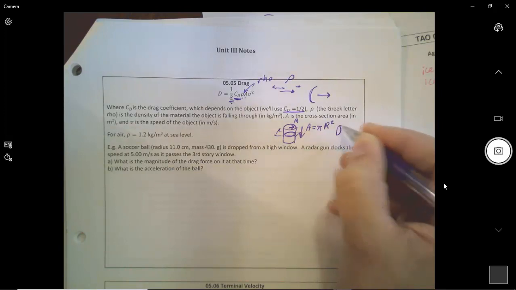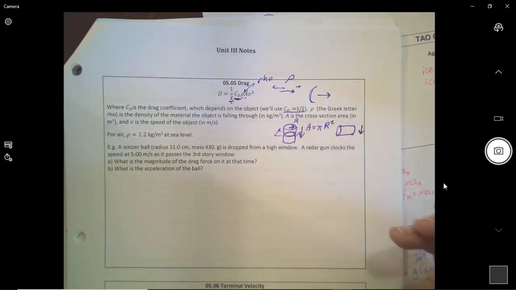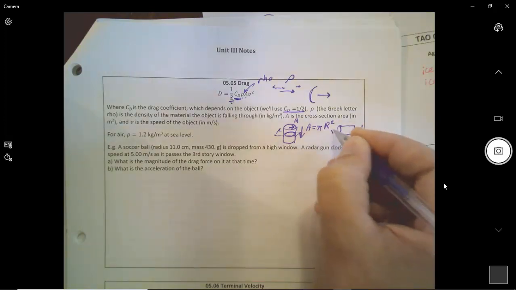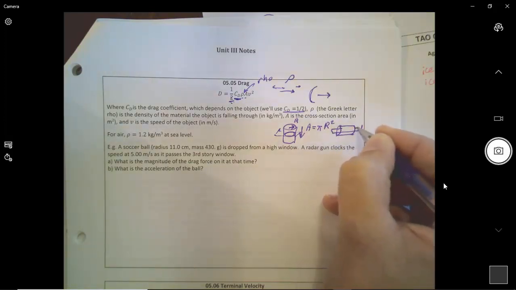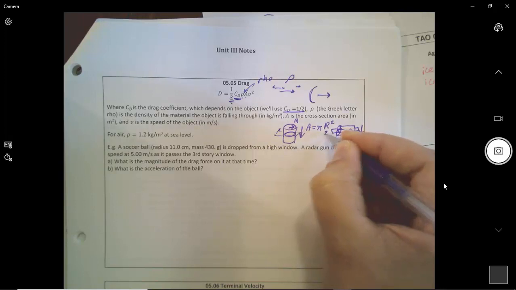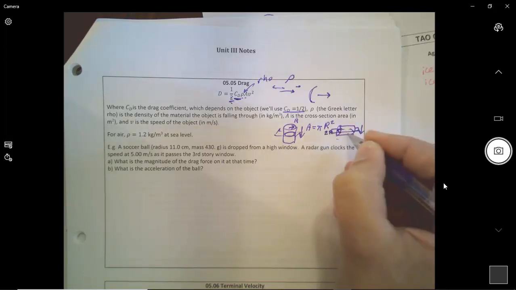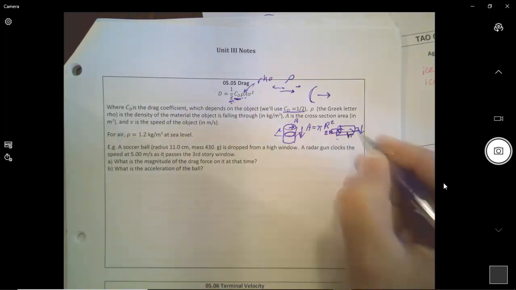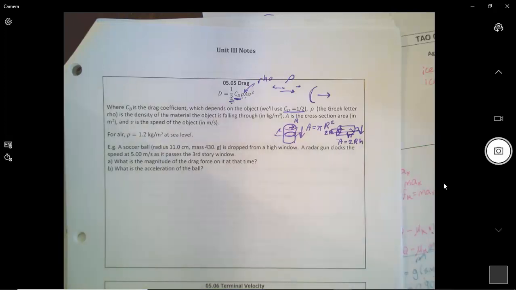But if your cylinder is going this way, down, and you take a horizontal slice through this, well, this horizontal slice is now going to be a rectangular shape. And so it's going to depend on twice the radius times the length or height of the cylinder, whichever you want to call it. We'll call it height. So A is going to be equal to 2RH in that case.